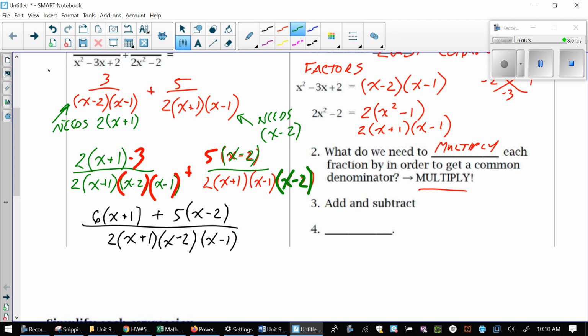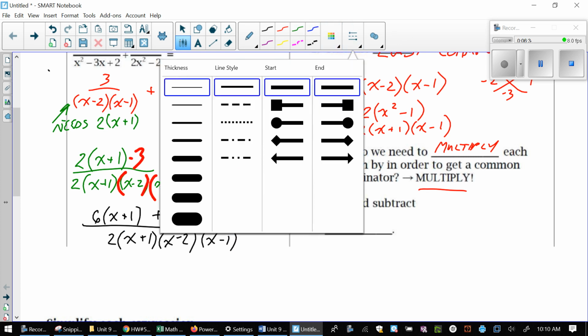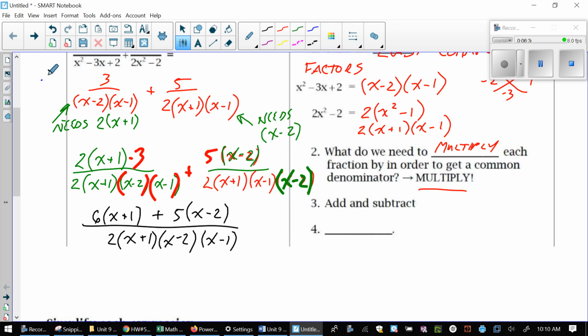We're just going to do one more quick thing. Don't do anything to the denominator. It's beautiful, it's in factored form, but we can make this into one single polynomial by simplifying that numerator. Okay, so let's go ahead and simplify the numerator, and we'll get our final simplified answer. And the denominator is going to stay the same.